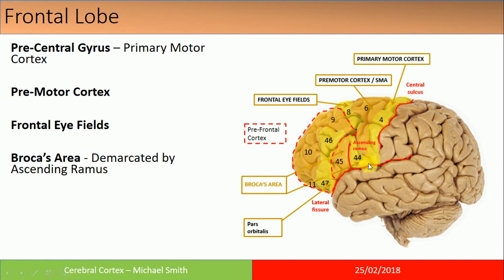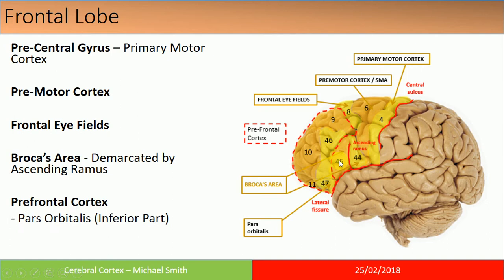On the inferior part of our frontal lobe, we have our Broca's area, and this can be found by going along our lateral fissure and following up the first significant indent. And this is called our ascending ramus, and this shows us where Broca's area is, and I'll come on to its function in a minute. We also have at the front our prefrontal cortex, and this forms the whole frontal portion. And at the bottom, there's a small area called the pars orbitalis.